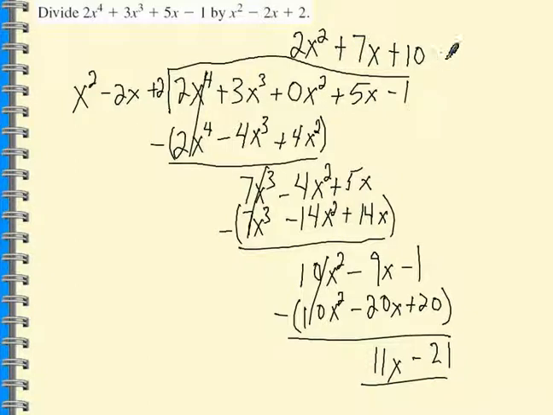So we can write a plus 11x minus 21 all over our divisor, which is x squared minus 2x plus 2.